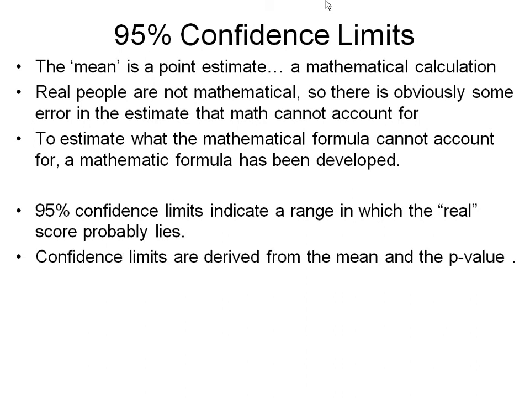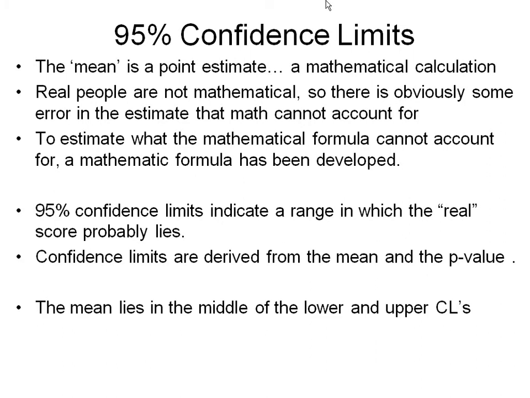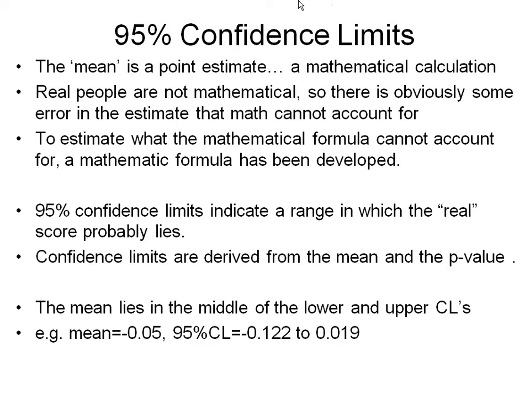So confidence limits are derived from the mean and the p-value, which is derived from the student's t-test. The mean lies in the middle of the lower and upper confidence limits. So if we have a 5-second improvement, so we've gone 5 seconds faster, the 95% confidence limit might be somewhere between minus 1.22 and 0.19, and actually we might have increased running time as opposed to decreased it, right? But at least we're accounting for that. We're just saying here's the range. Here's what you can expect from this intervention.